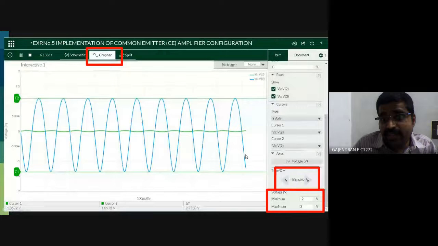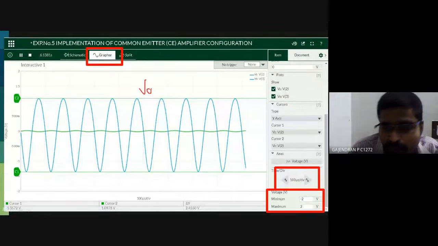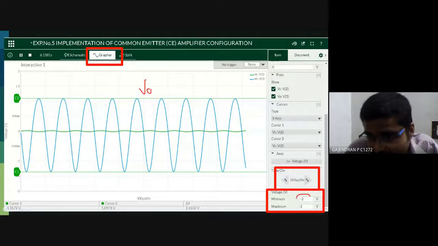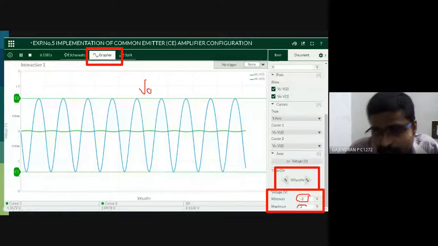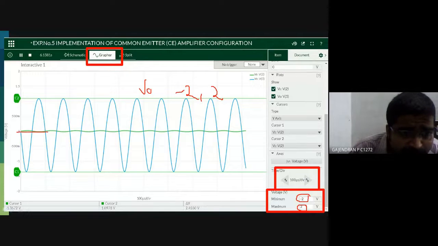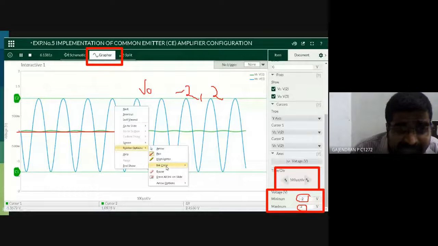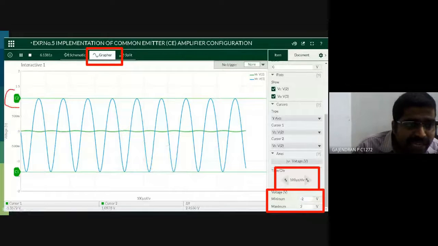Then what else? Note down the magnitude for output voltage. Output voltage is -2 to 2. What reading do you set for output voltage? -2 to 2. Then you can check the perfect reading. But the input voltage I am unable to measure the height. Here I have measured the height using the cursor.